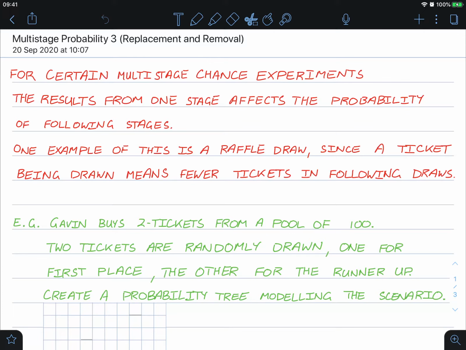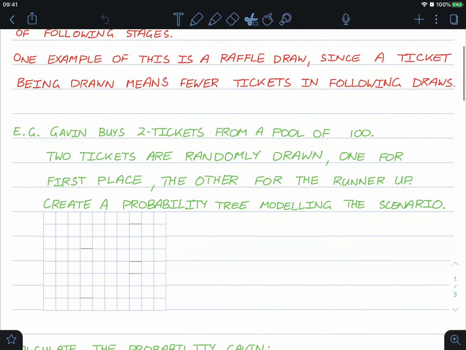For certain multi-stage chance experiments, the result from one stage affects the probability of the following stages. One example of this is a raffle draw, since a ticket being drawn means fewer tickets in the following draws. Here's an example. Gavin buys 2 tickets from a pool of 100. 2 tickets are randomly drawn, one for first place and the other for the runner-up.